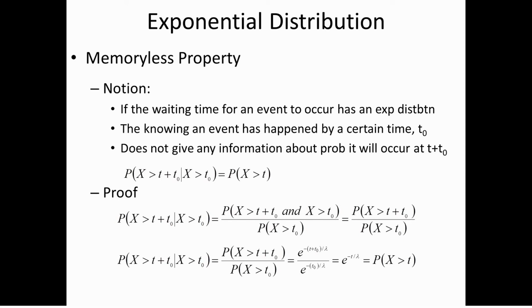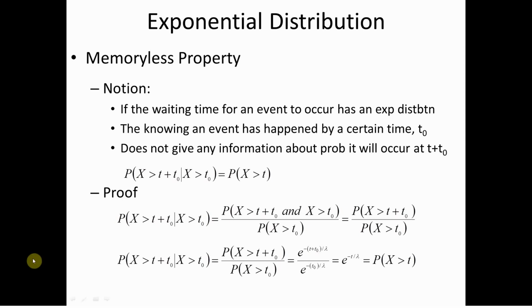It says, okay, if we let the waiting time for an event to occur have an exponential distribution, and this is like radioactive decay, right? Radioactive decay is basically the waiting time. It has an exponential distribution. Then if you know that the event hasn't happened by a certain time, say t naught, this doesn't give you any information about whether it will occur at t plus t naught.